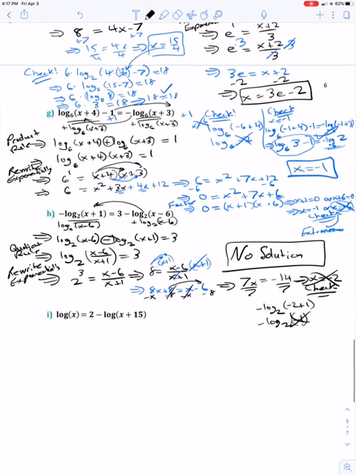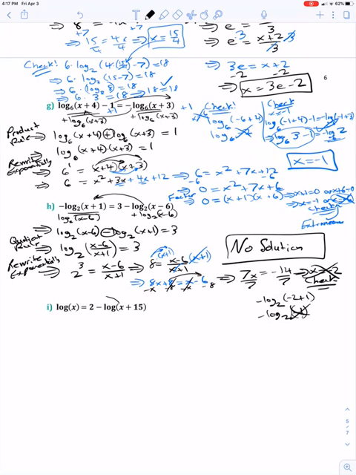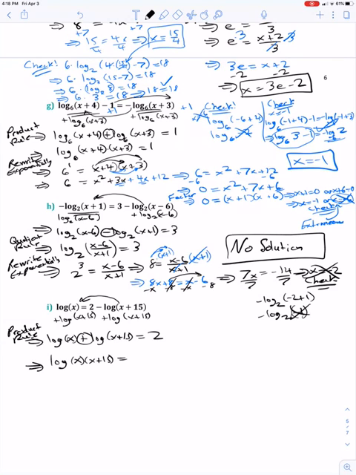All right, got one more. Let's look at example I. Let's see if we can solve this one. Same thing. Let's go ahead and move that term over. We've got to add the log of x plus 15 over to the other side. So I've got the log of x plus the log of x plus 15 equal to 2. And we know since we're adding, we'll use the product rule. The product rule says log of m plus the log of n is equal to log of m times n.